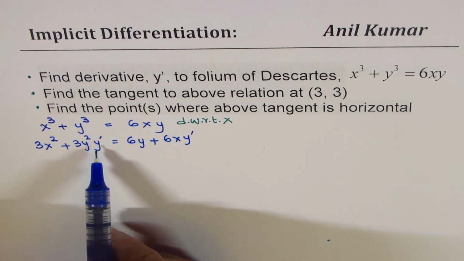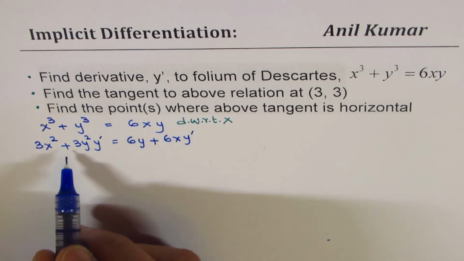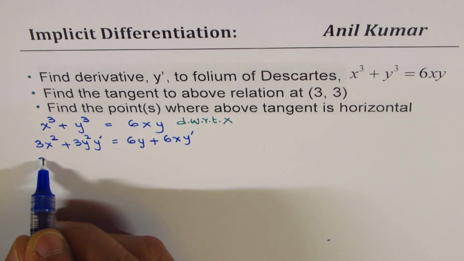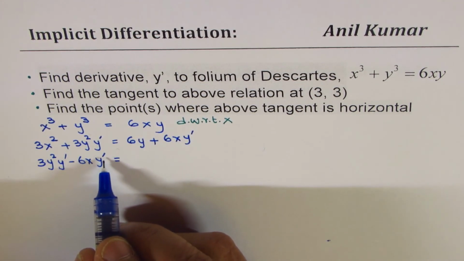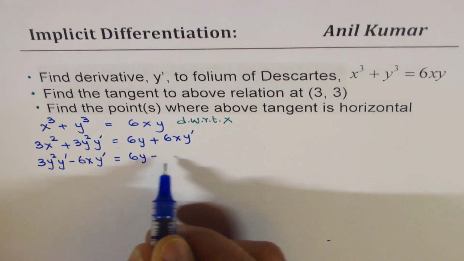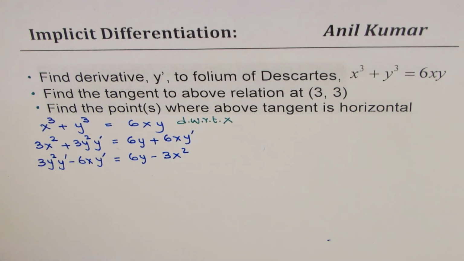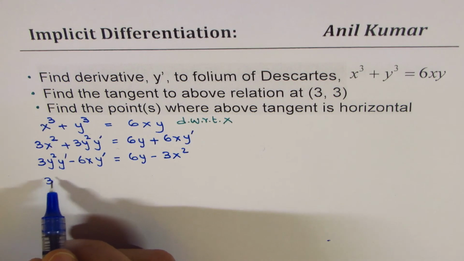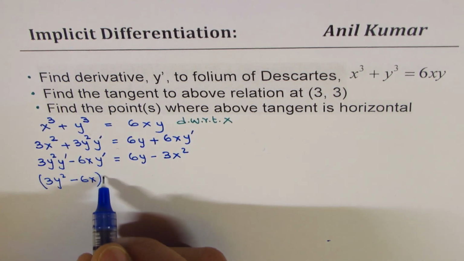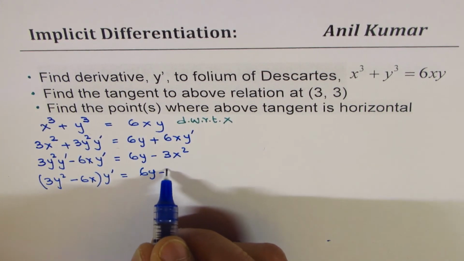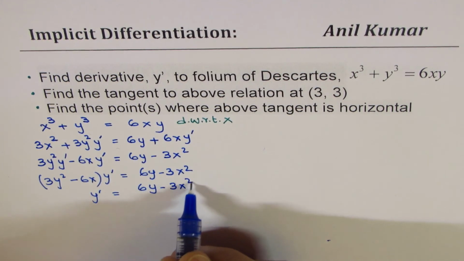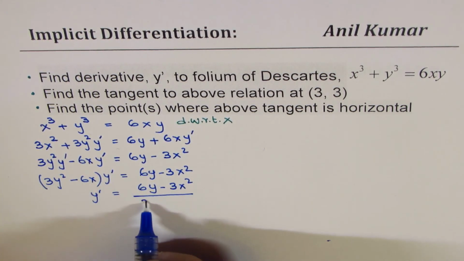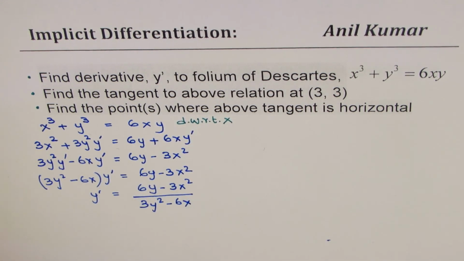Now we need to isolate y dash, y prime. So let's bring all the terms together. On the left side, let me bring 6xy dash. So we have 3y squared y dash minus 6x y prime, where y prime is the derivative of y. And we have 6y minus 3x squared, bringing 3x squared to the right. Taking y prime common, we get 3y squared minus 6x times y prime, that is 6y minus 3x squared. And now we can write the derivative of this function as 6y minus 3x squared divided by all this, which is 3y squared minus 6x. Right, so that becomes the derivative for the given function.